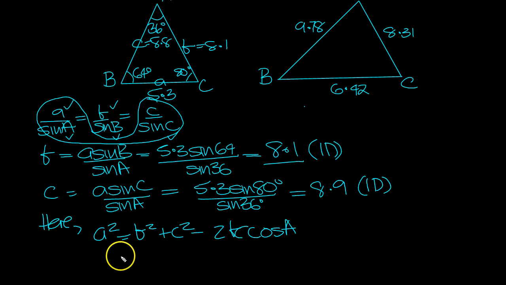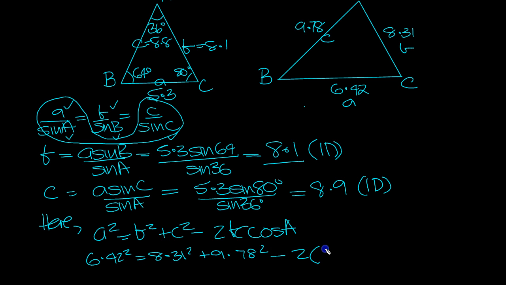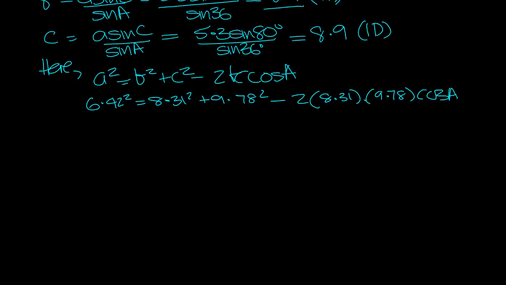So A is 9.78. No, A is here, B is here, and C is here. So 6.42 squared equals B squared, 8.31 squared plus C squared, 9.78 squared, minus 2 times B, 8.31 times C, 9.78, cosine of A. So let's just move this number over here.